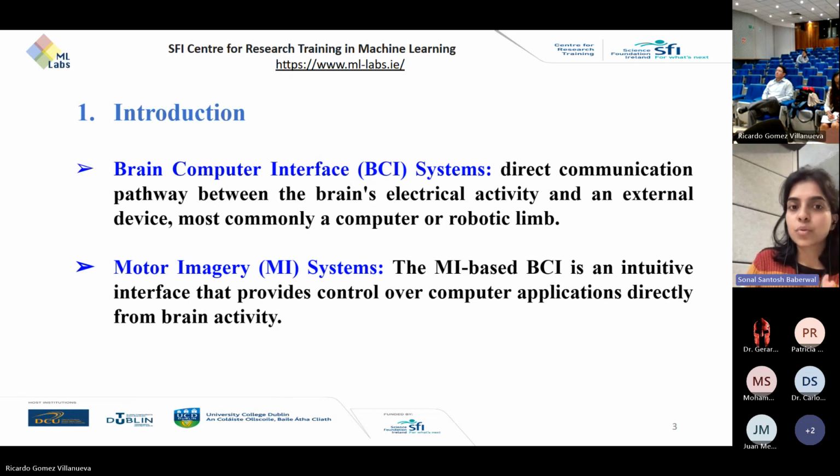My research is more focused on motor imagery based BCI systems, which is an intuitive interface that provides control for applications directly from your brain activity without the requirement of any external stimuli. Next slide, please.